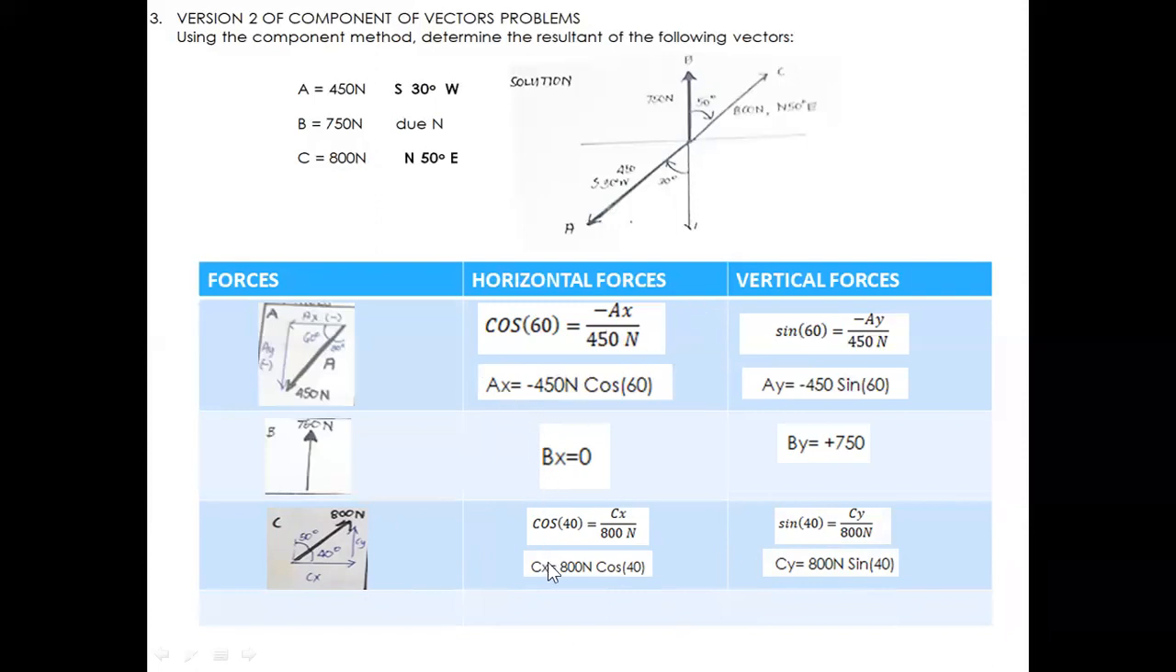So AX plus BX plus CX: negative 450 newtons cosine of 60 plus 0 plus 800 cosine of 40 gives us a sum of 387.8356 newtons for the summation of horizontal component forces. For the summation of vertical component forces, AY plus BY plus CY gives us negative 450 sine 60 plus 750 plus 800 newtons sine of 40, which brings up a value of 874.5187 newtons.